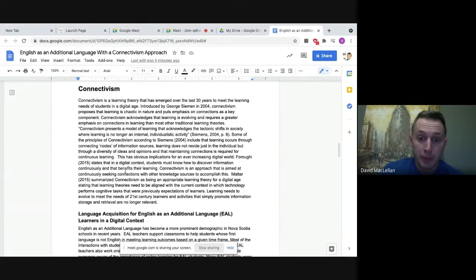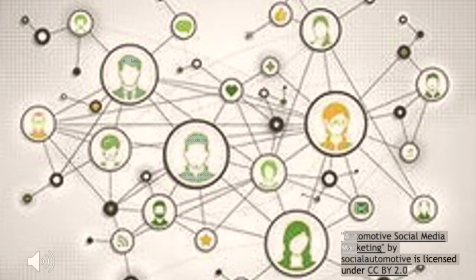So the principles of connectivism would be that learning doesn't just reside in the individual, but also through a diversity of ideas and opinions. I think that's an important idea. That maintaining connections is important for continuous learning.